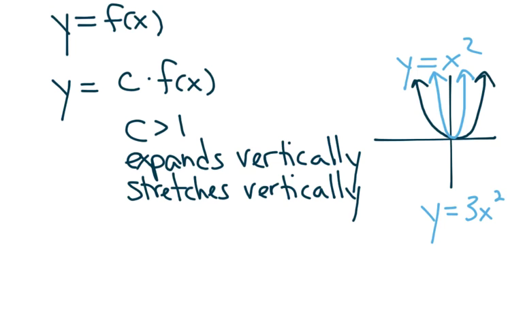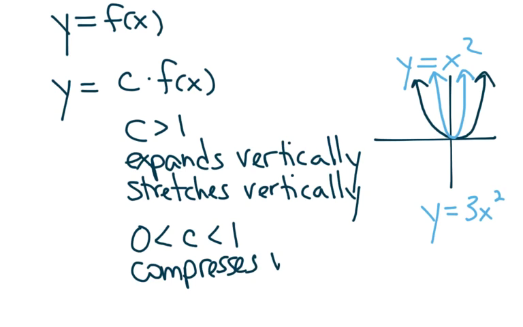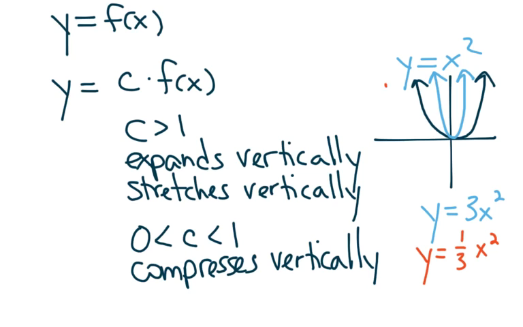The other thing that can happen is, what if the number you multiply by isn't greater than 1? What if it's between 0 and 1? Then we say that it compresses vertically. And that may be how you learned it last year. So if I use the equation y equals 1/3 x squared, instead what it does is it makes the graph wider.